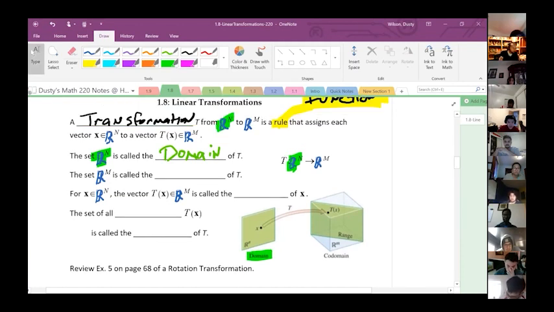Rm would be called, if you have the domain in one case, then what would we call the other one? Range. You'd like to think that, but we don't. We call it the codomain.